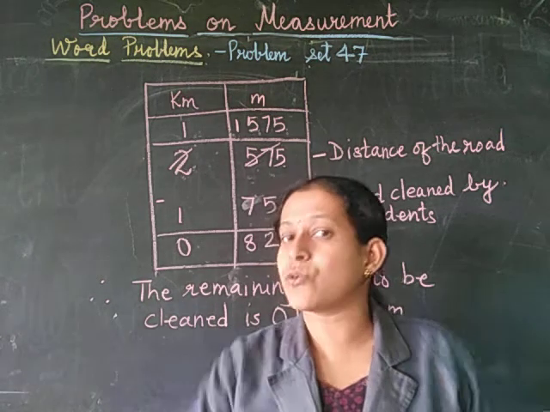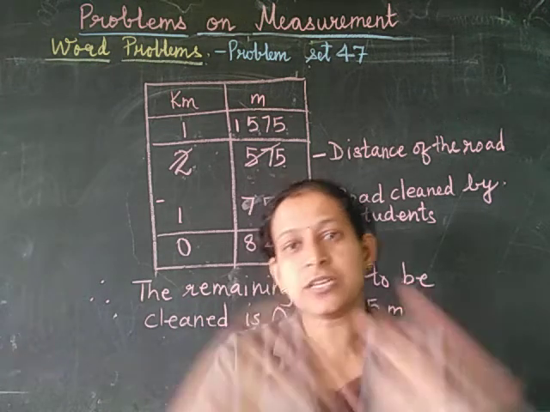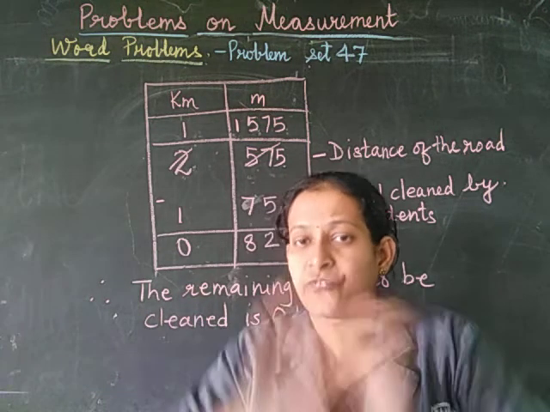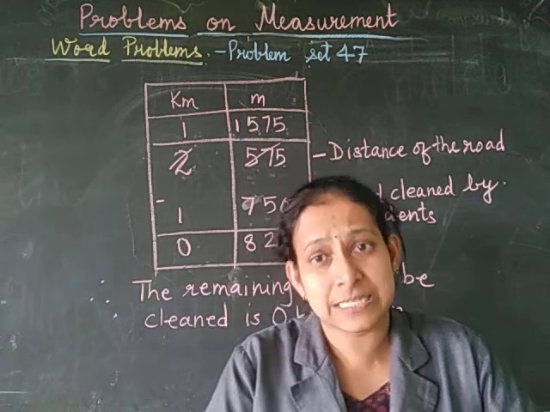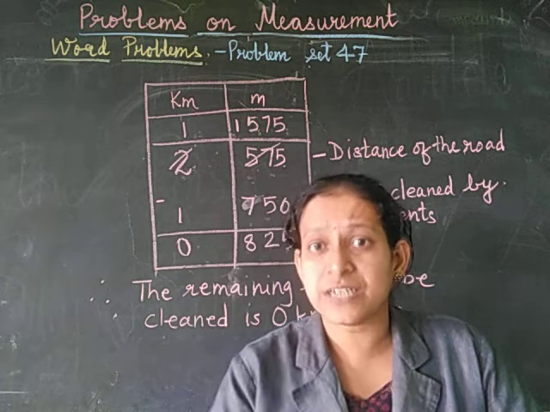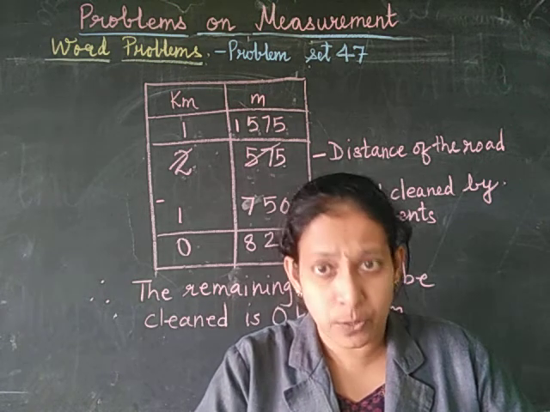Since it is a total, we have to find out the total here. So it is a type of addition problem which you can solve very easily, because I have shown you one of the types. Correct? Now let's go for the next one, the fourth problem.